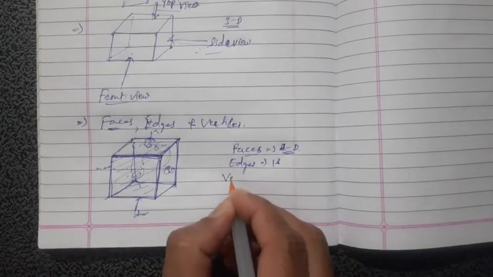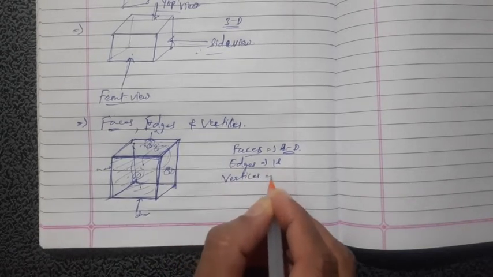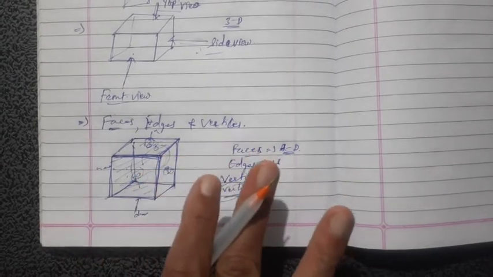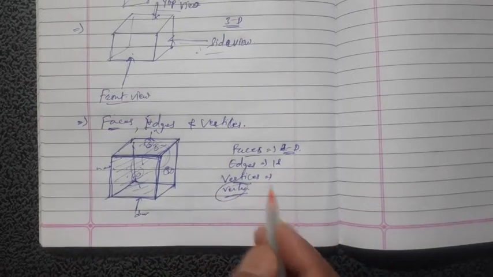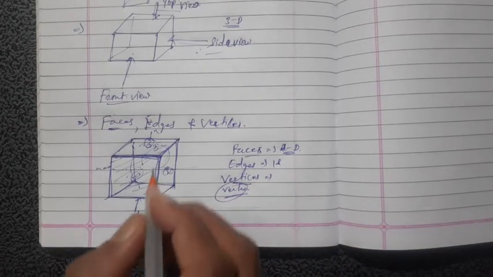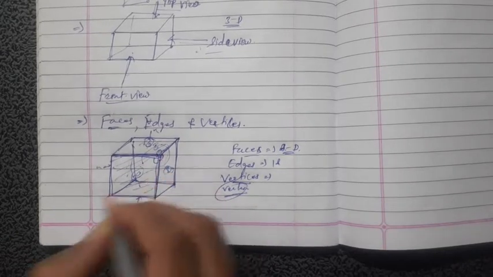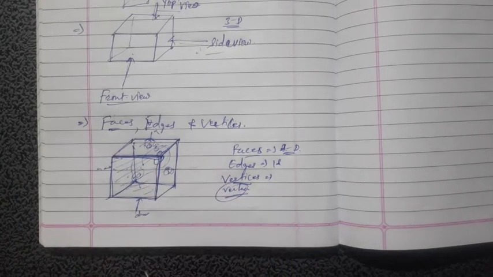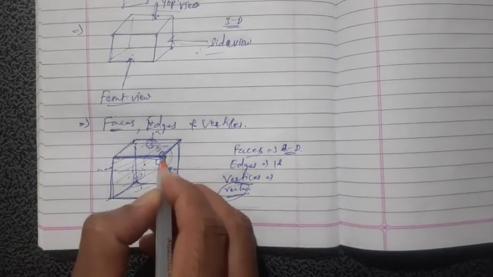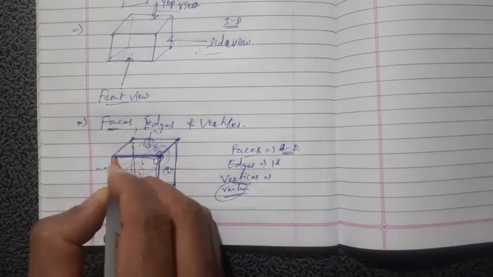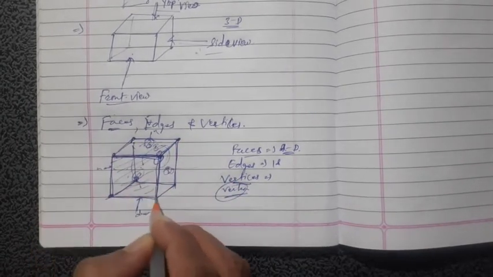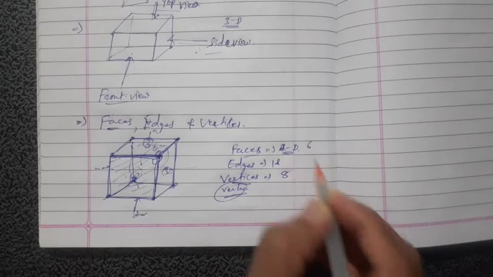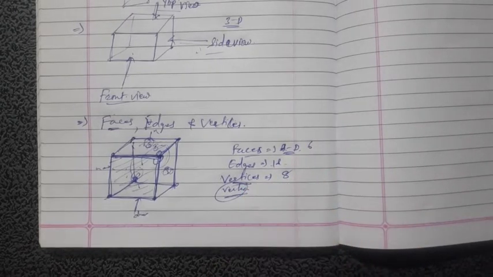Then vertices, a group of vertex. How many vertices are there? You just find out. Vertices means the points where the angles form, where more than two faces meet at a point. They are called vertices. Look here, 1 2 3 4 5 6 7 8, so 8 vertices are there. So 6 faces, 12 edges and 8 vertices are there.